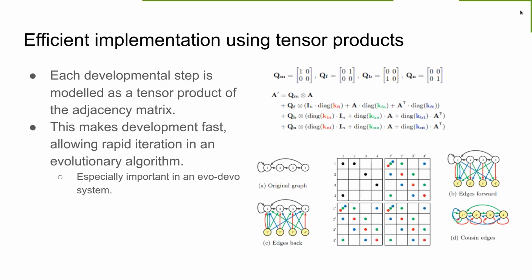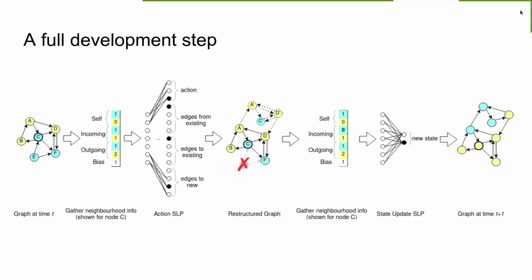And that's important because, especially in Evo-Devo algorithms, you have this double loop of the outer loop of evolution and then the inner loop of development, so it can be very slow. So it's important that the developmental steps can be quite quick. So that's what a full developmental step looks like. You have your starting graph, you take the neighborhood information vector of each node, you update the graph structure, and then finally you update all the node states. So you can see in this example, therefore, nodes A, C, and D all chose to divide and keep some of those connections between them.